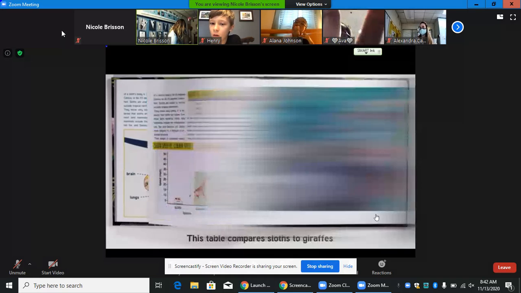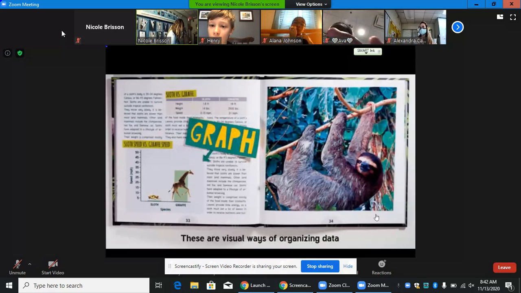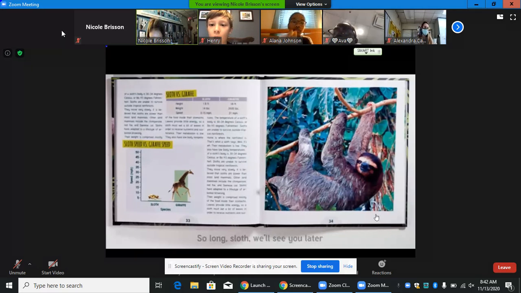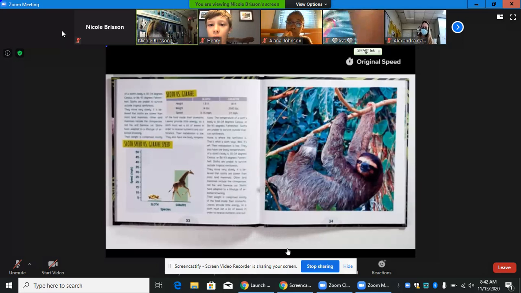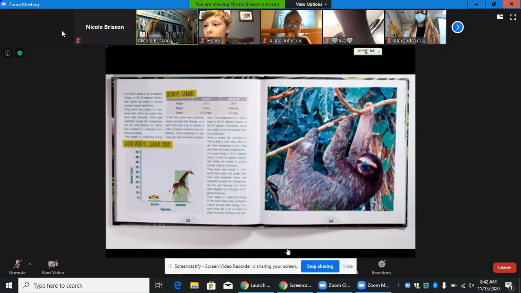This table compares sloths to giraffes. We can also compare with a chart or a graph. These are visual ways of organizing data. So long, sloth. We'll see you later. Peace out. I said we'll see you later. I forgot how slow these guys are.